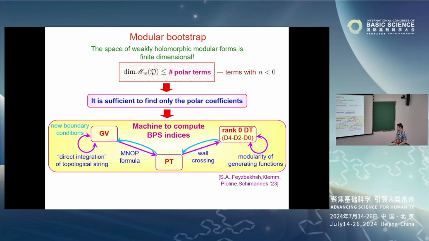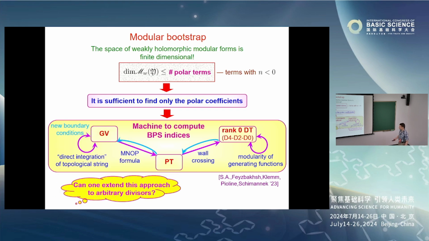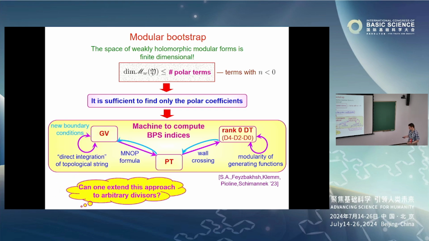But at this point, the question arises: can we extend this approach beyond this case of irreducible divisor, which essentially means that the D4 brane charge is equal to 1? Can we generalize it to arbitrary D4 brane charge? And this is precisely the topic of my talk.